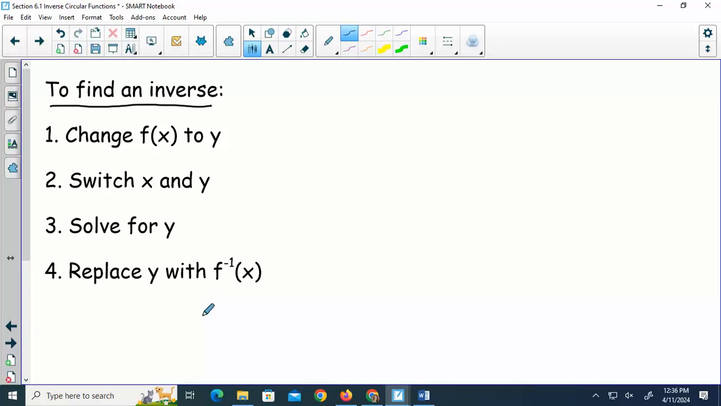So if you had to go through it in algebra, you change f of x to y, switch x and y, solve for y, and then at the very end you write it as f inverse of x. So we know that you found an inverse.